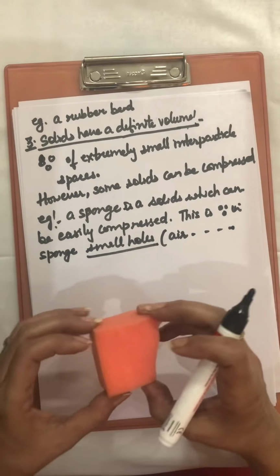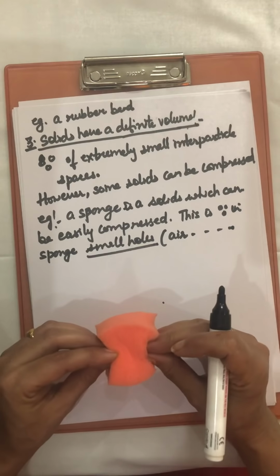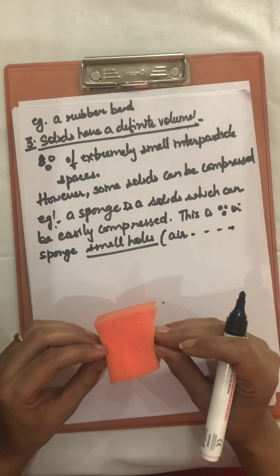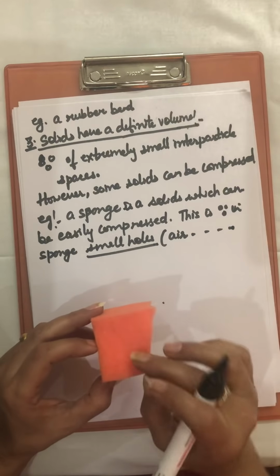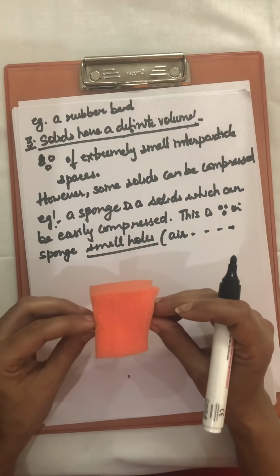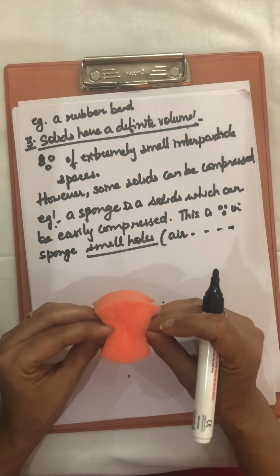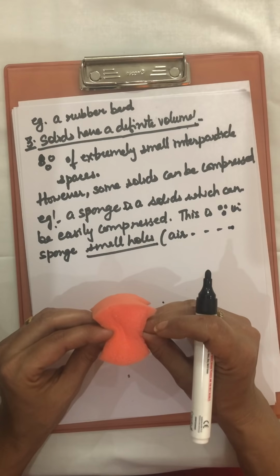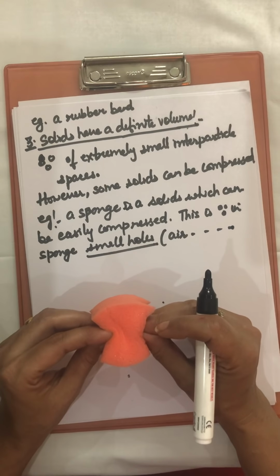So this sponge is solid, but we can compress it. But this is because there are small holes in it. So when we are compressing it, the air which is there in these holes gets expelled.